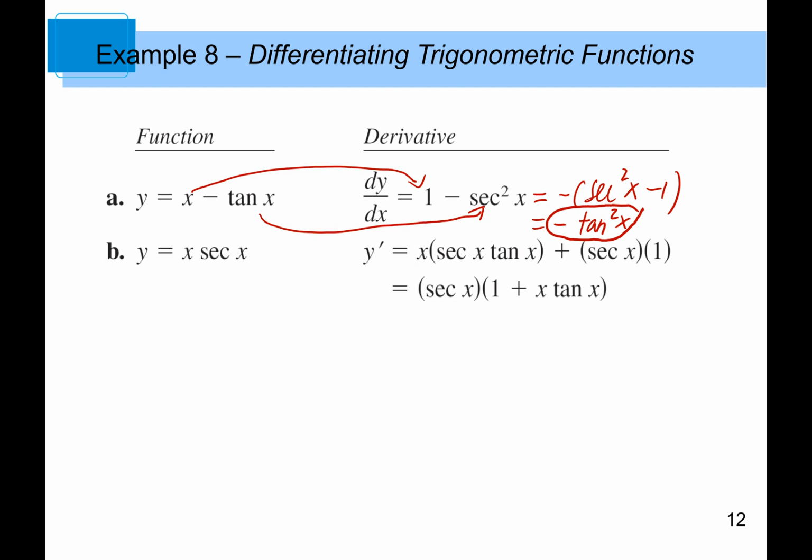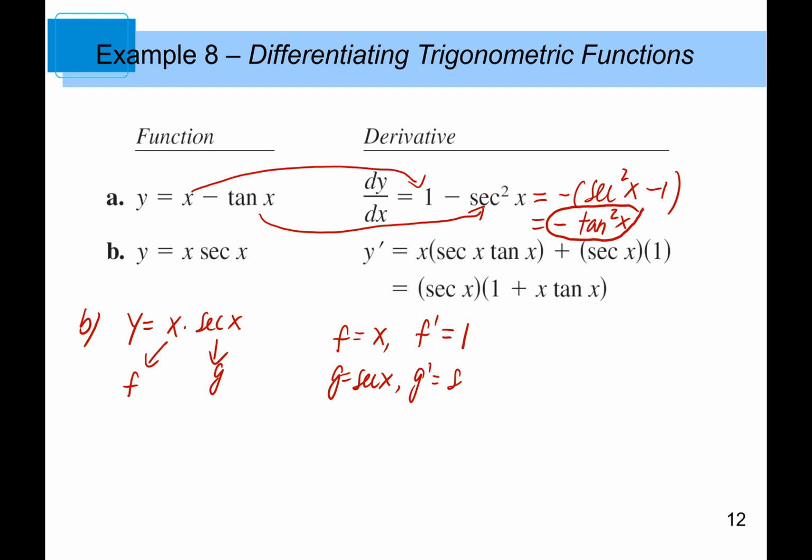And for B, we get y equals x times secant x. Here, this is our f, that's our g, right? So f equals x, so f prime, the derivative of x, becomes 1. And g equals secant x, so g prime equals secant x times tangent x. Now we use the product rule.